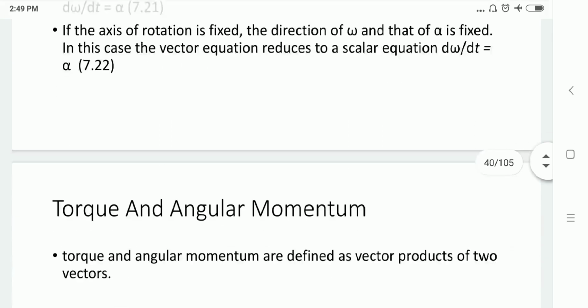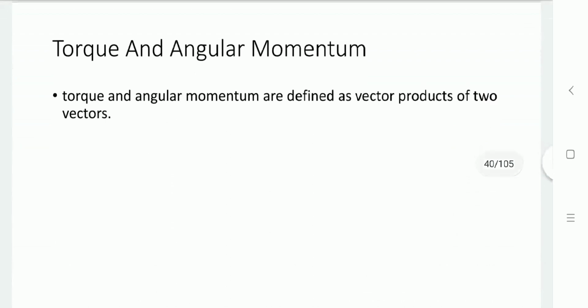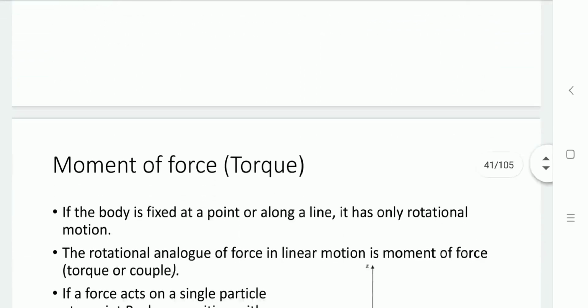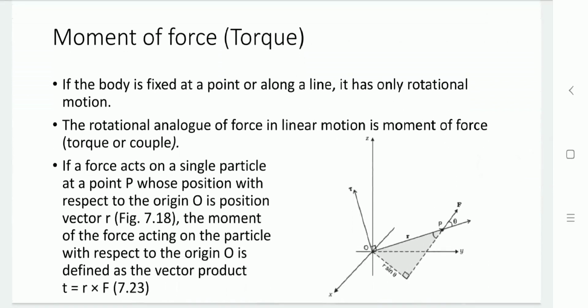Now let us understand torque and angular momentum. Torque and angular momentum are defined as vector products of two vectors. Let us understand them in detail. Let us take torque first. Torque is also known as the moment of force.